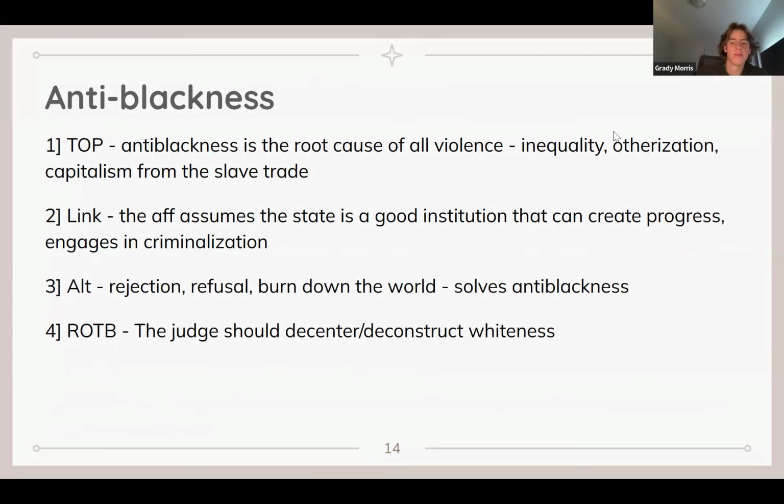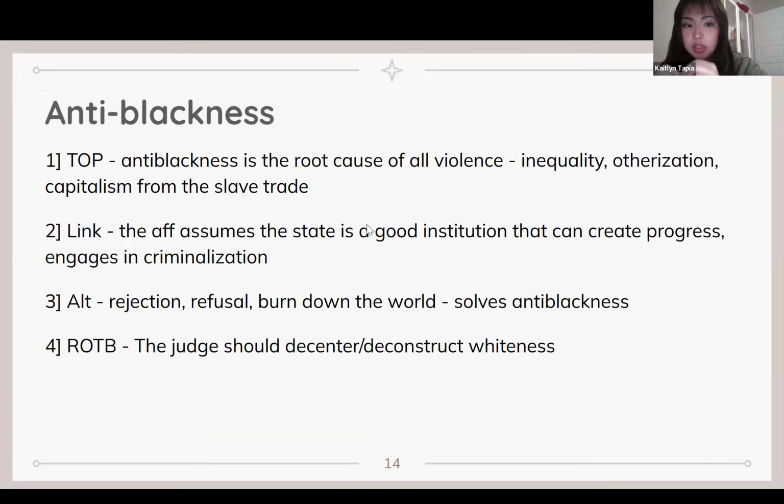Okay. Grady, was there anything else you wanted to add to the examples? Not that I can think of now. Okay, I think this might be a good place to pause for questions. So if anybody wants to unmute, then go on ahead, because we have covered quite a bit at this point, and I don't want anybody to get lost before we get into the affirmative and how to answer the K.